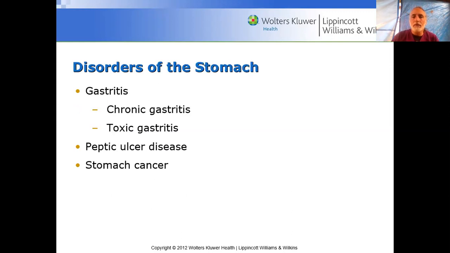Stomach disorders, gastritis, inflammation. Itis is an inflammation. So inflammation of the stomach or the stomach lining. Okay. Chronic gastritis, chronic disease, it happens. Toxic gastritis as the result of ingestion of a toxin. Okay. Accidental poisonings. Peptic ulcer disease, these are, all right, so you got peptic ulcers. These are treatable.